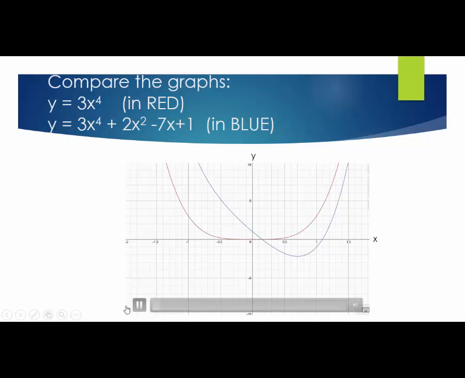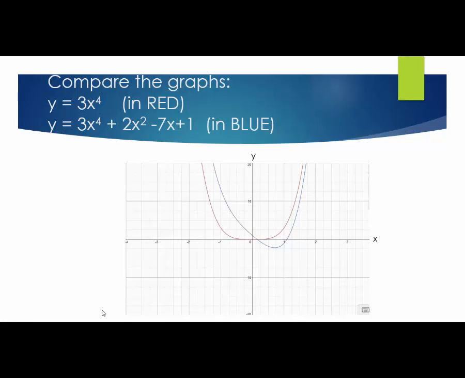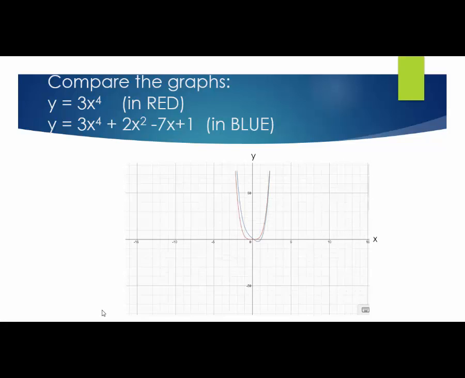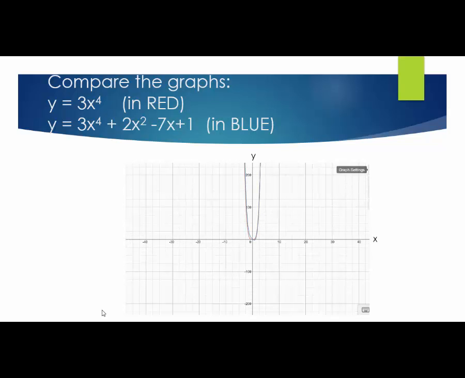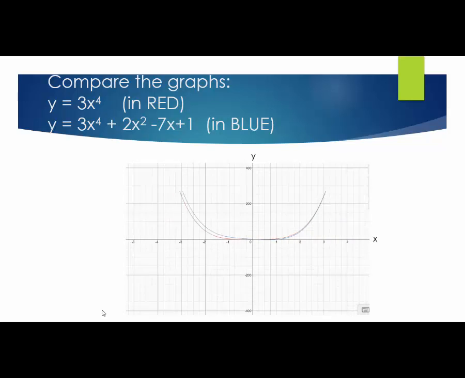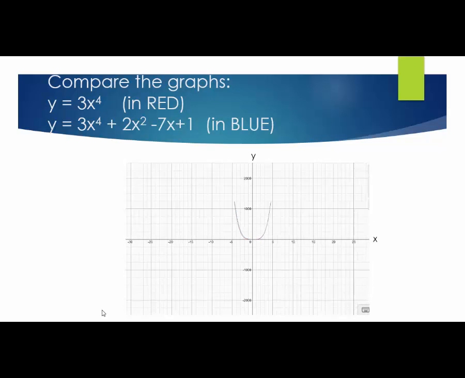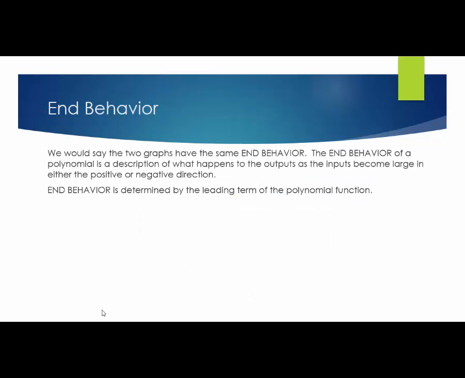I'm going to zoom out. And as we zoom out, we can see that even though the graphs are very different close to 0, they start to match up a little bit at the ends. If I adjust my scale a little and keep scrolling out, in fact, they start to become totally indistinguishable at the ends. All right, so what is that telling us?